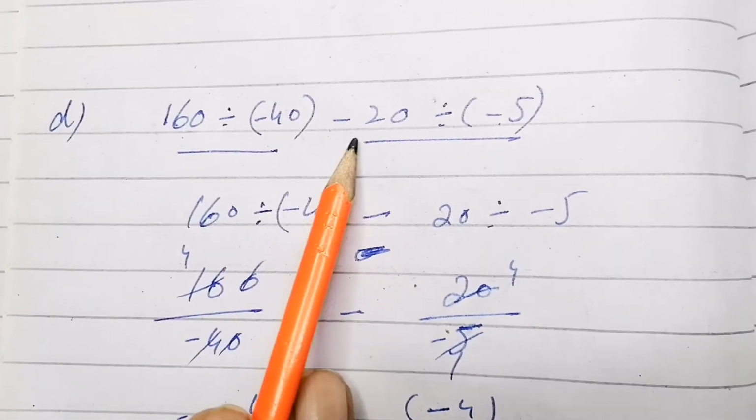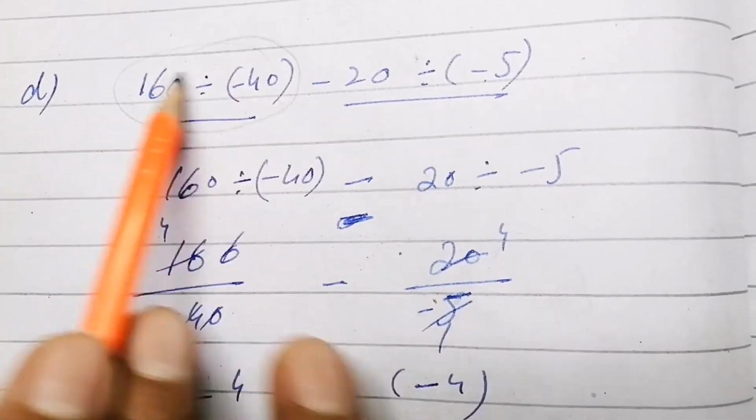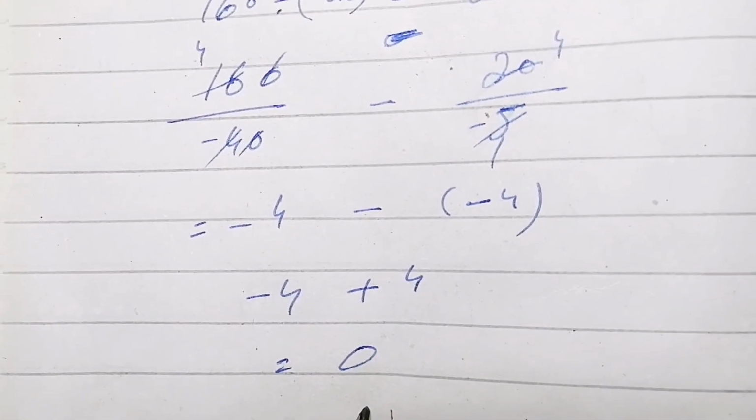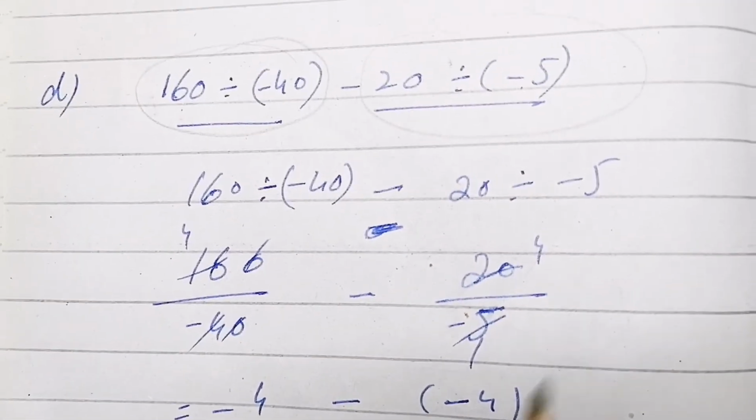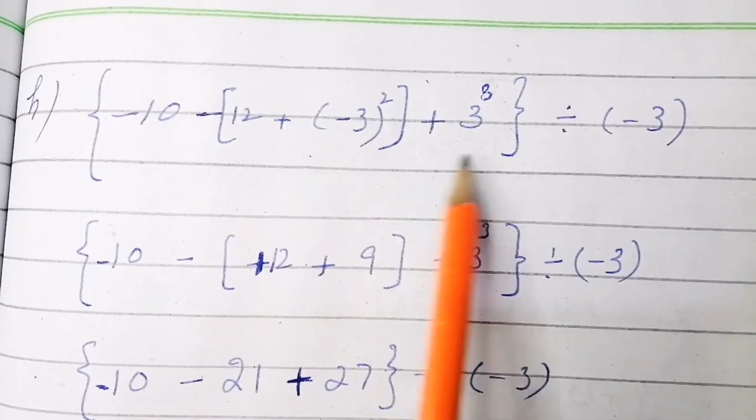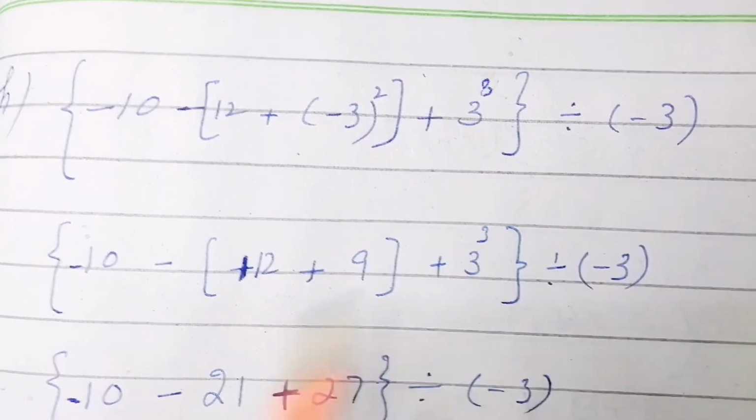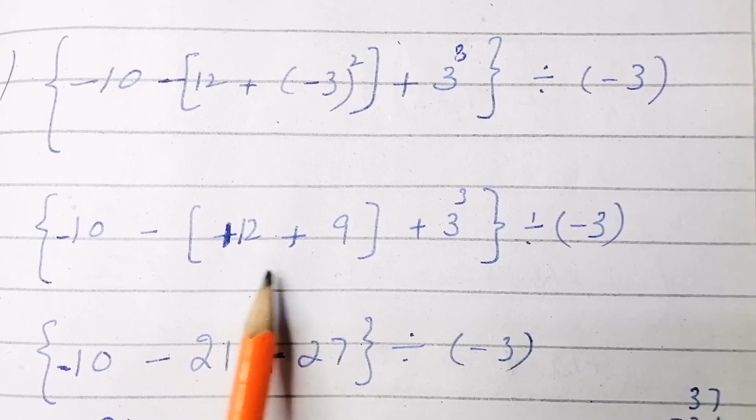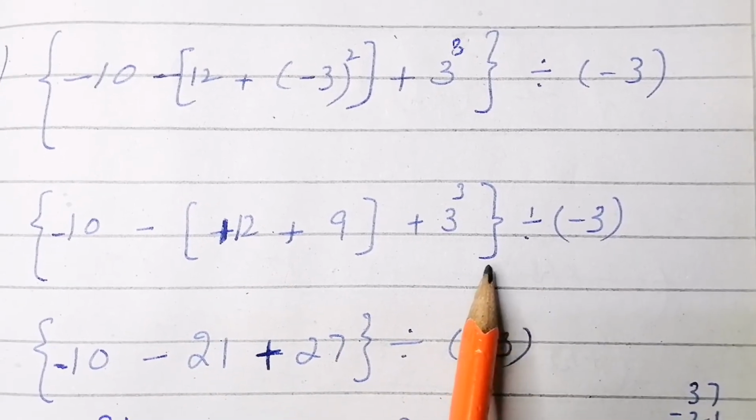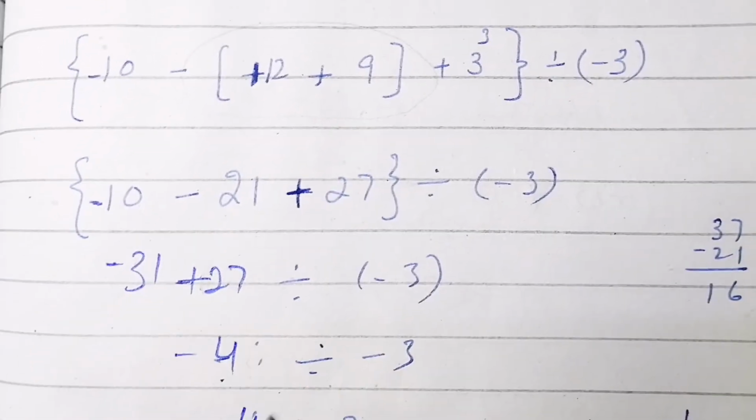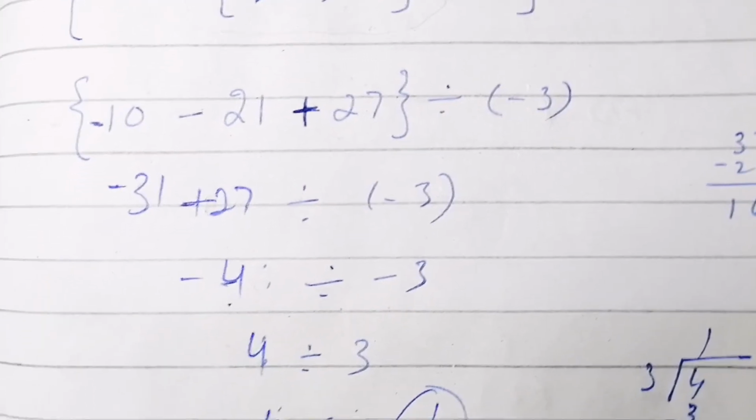D part is there. 160 divided by minus 40 minus 20 divided by, so you break them into two parts and then you solve it, you get the answer 0, right? Then H part, I have done this for you. H part, so minus 10, right? You can see this 3 raised to the power 3 is there, and then we solve the parenthesis first. 3 3s are 9, right? Then we solve this square bracket, and in the end we solve the curly bracket, right? So the answer is 1 whole 1 over 3.